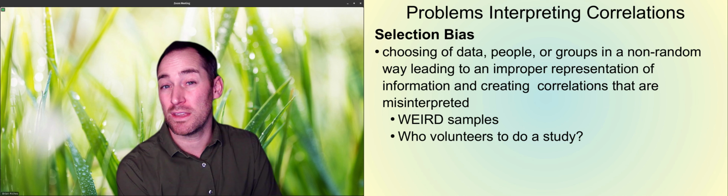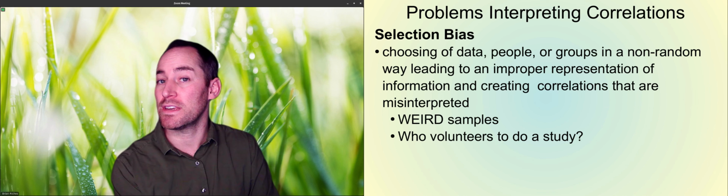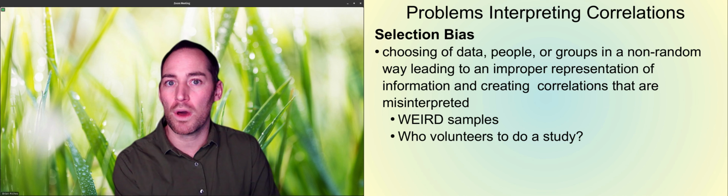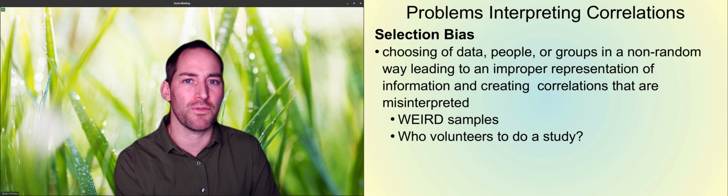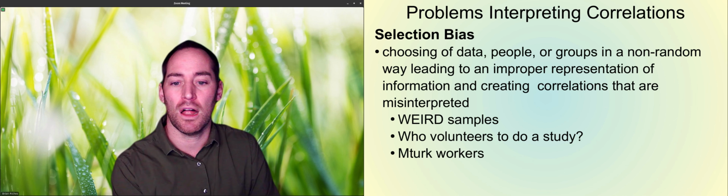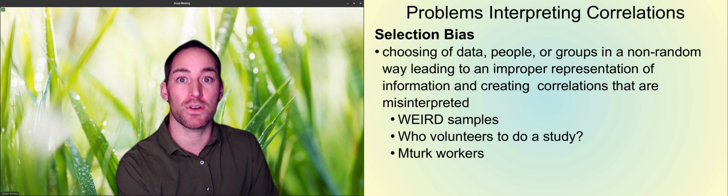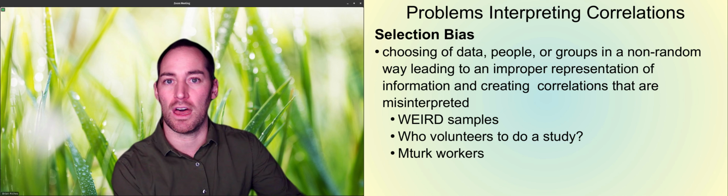So this is also relevant for if you have a voluntary study, like who is volunteering? What are the people that are volunteering? How are they different from the people who are not volunteering? A lot of my recent studies have used MTurk workers, so people doing surveys online for a little bit of money.